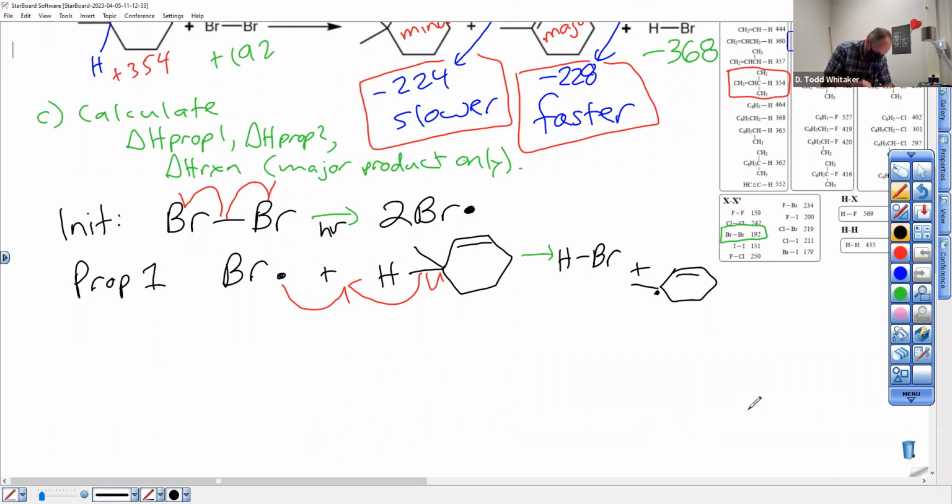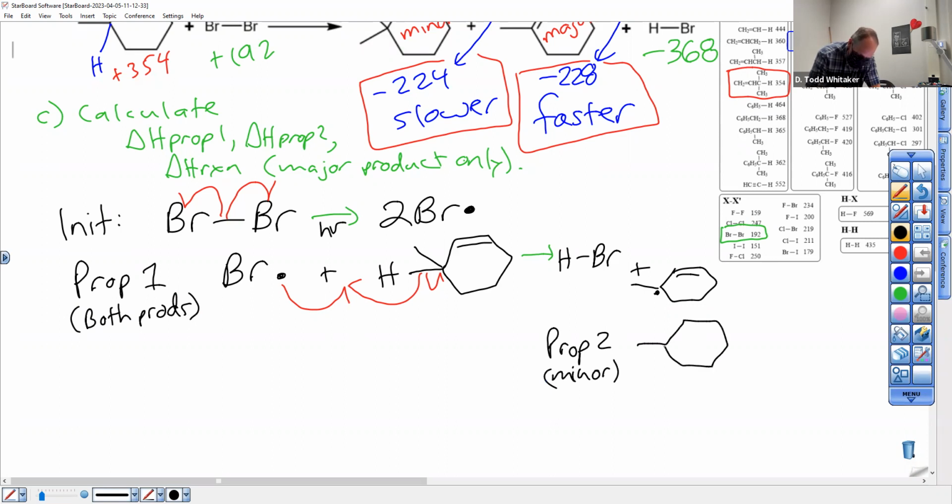Prop 1, and then prop 1 is for both products. And for the minor, prop 2, minor, it's here. You take this guy and you need to have the radical instead of there, you need it to be here before you can do prop 2. Radical is where the Br goes. Tell me what the name of that transformation is.